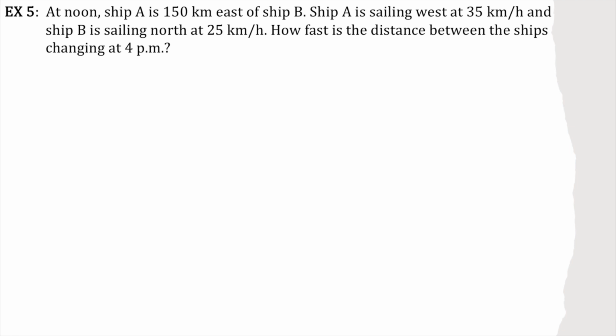Example 5. At noon, ship A is 150 kilometers east of ship B. Ship A is sailing west at 35 kilometers an hour, and ship B is sailing north at 25 kilometers an hour. How fast is the distance between the ships changing at 4 p.m.?